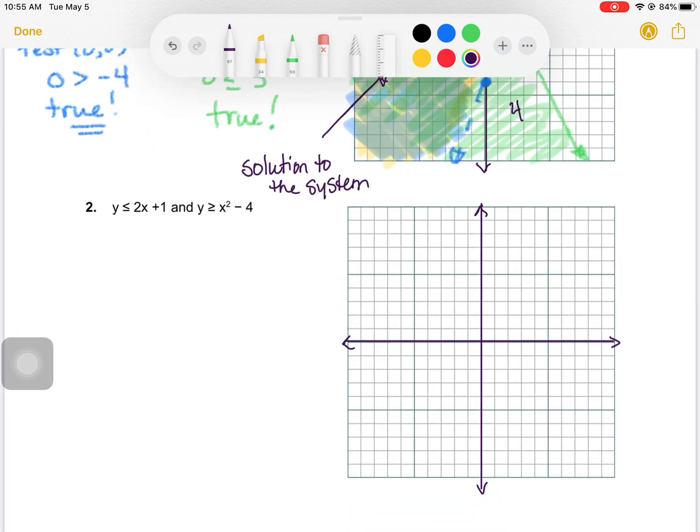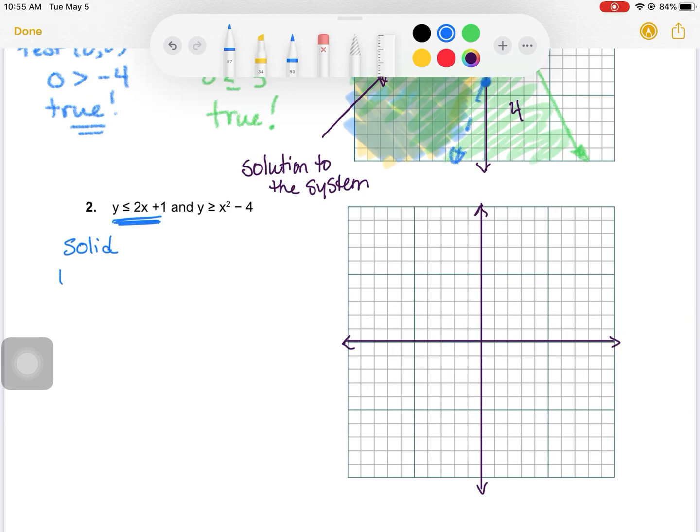So we're going to go through that same process for a system of a linear inequality and a quadratic. I'll start with, again, let's color code this. Actually, let's use the marker pen. I'm going to go with this first in blue. It is a solid line.